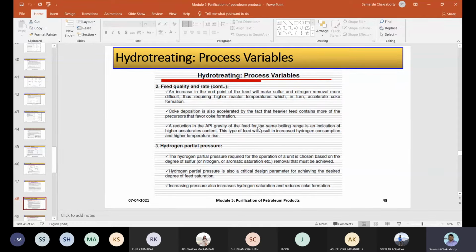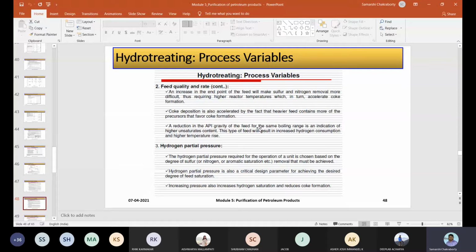If you do not monitor it in the best way possible, you see that the quality of your feed plays a significant role in the hydrogenating process. So if you have a very heavy petroleum fraction, meaning your API gravity is less than 10, or in the range of 10 to 20, then obviously if you want to process that type of feedstock at higher temperature, coking may take place.